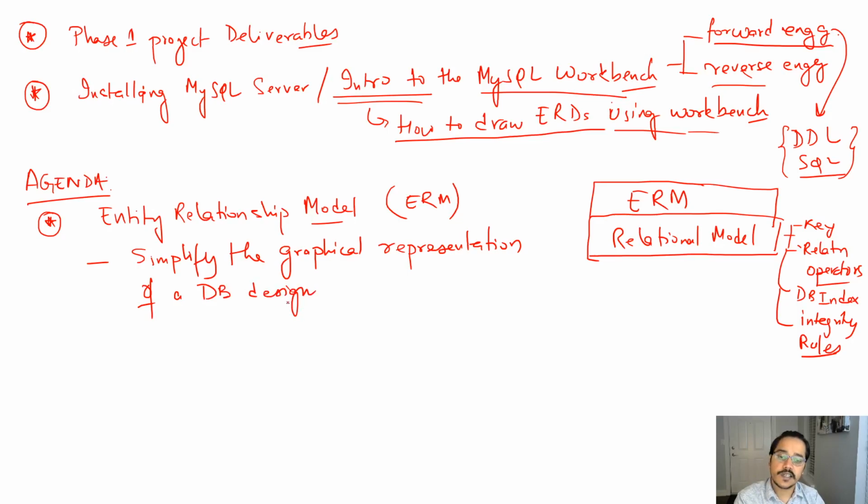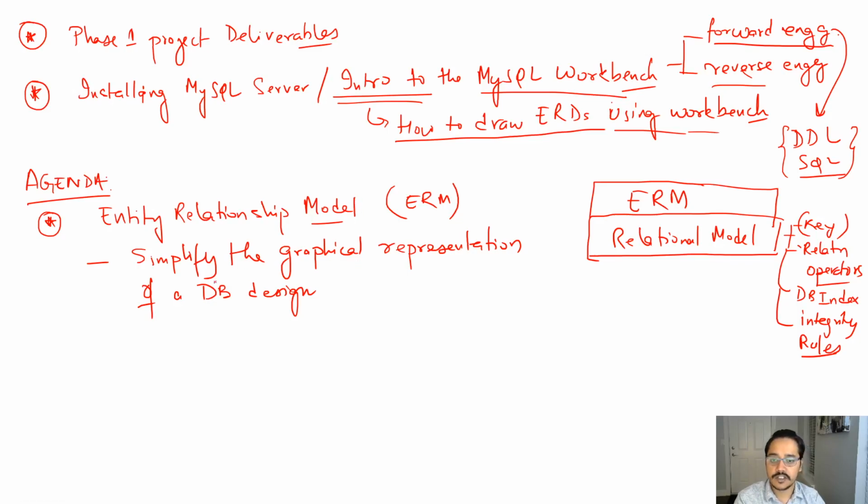So it will still access some of these concepts from the relational model, specifically the concept of keys, right? And nothing else, because most of the other stuff are functional aspects. But on top of that, it will introduce its own components in order to aid us with this simplification of the graphical representation of our database design, just like any other data model.